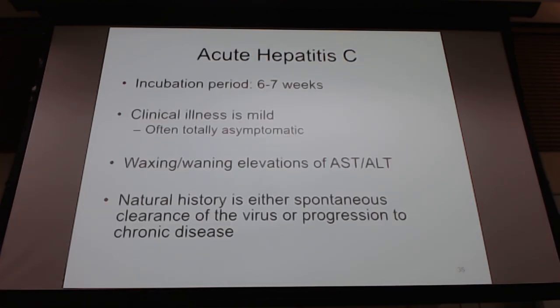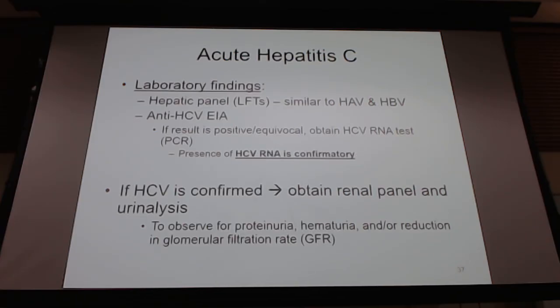So here's your incubation period, 6 to 7 weeks, usually asymptomatic. AST and ALT are going to wax and wane. They go up, they go down, they do their own thing. Most of these cases will spontaneously clear the virus, or it can progress to chronic disease. We want to get our LFTs, aka our hepatic panel, and then order an anti-HCV ELISA and confirm that. The 100% confirmatory test is your HCV RNA.